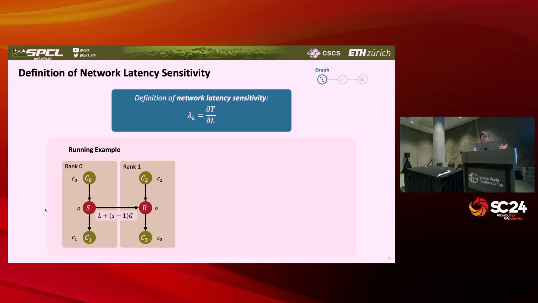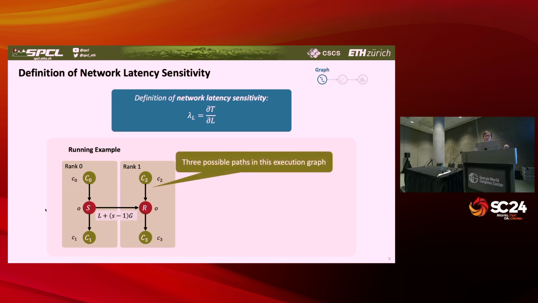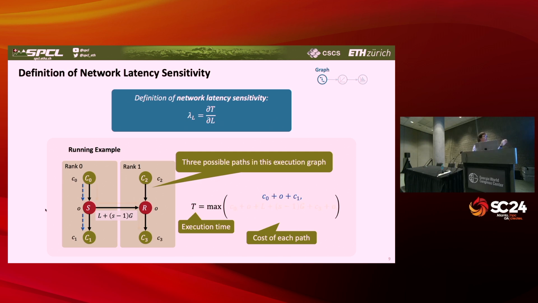So as we can see here, there are 3 possible paths in this execution graph. And the runtime of this application will be the maximum of the cost of all the paths, which in other terms is going to be the critical path of the execution graph. So in these parentheses, we highlight the expressions of the cost of each one of the paths in different colors. So we have the first path, the second one, and the third one.